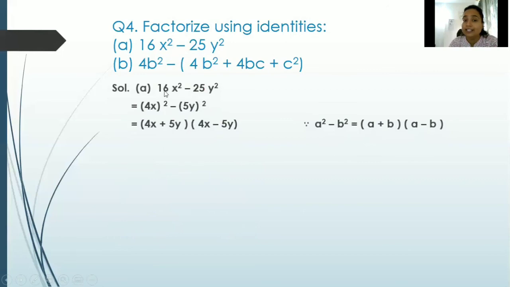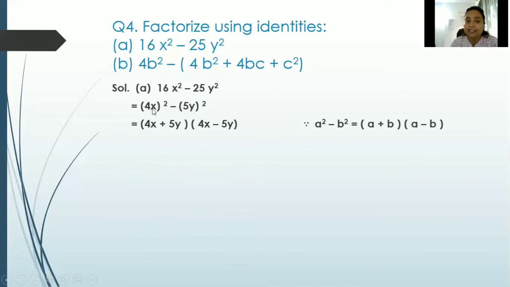Students, we can write 16 as 4 square, right? And this is also square. So collectively, I can write it like 4x whole square. Similarly, 25 can be written as 5 square. So 5 square and y square. So collectively 5y to the power 2.